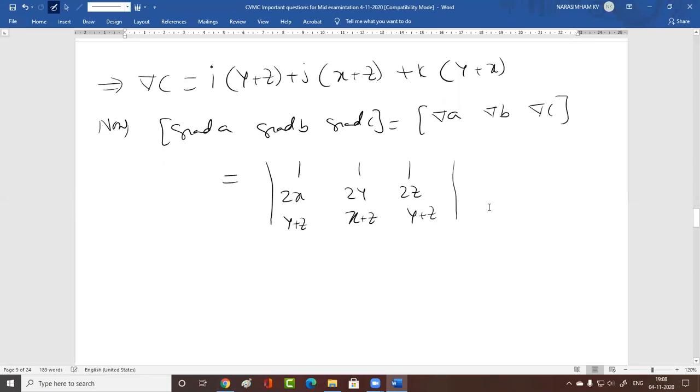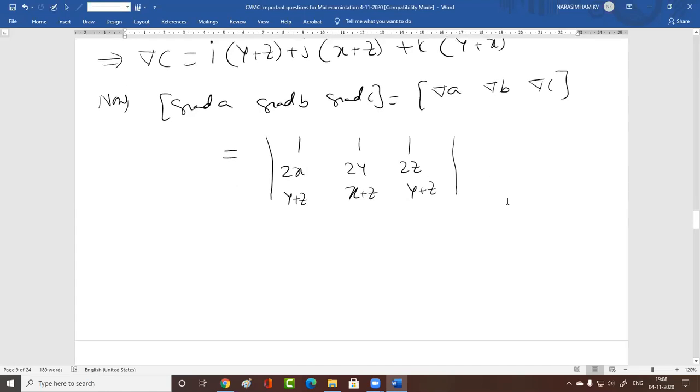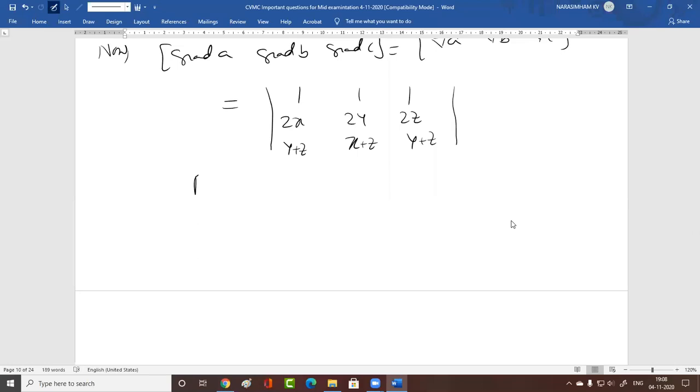Just find the determinant of this matrix or apply row operations. Now I think this is very easy. R3 gives rise to 2R3 plus R2. Then what happened? 1, 1, 1, 2x, 2y, 2z. So 2 times of y plus z plus 2x, nothing but 2 times of x plus y plus z.